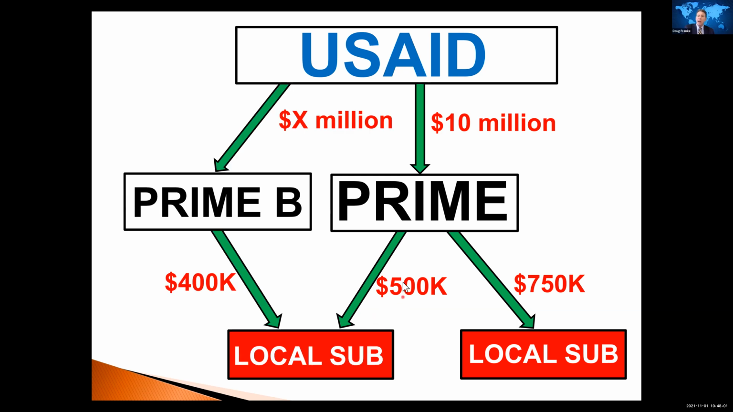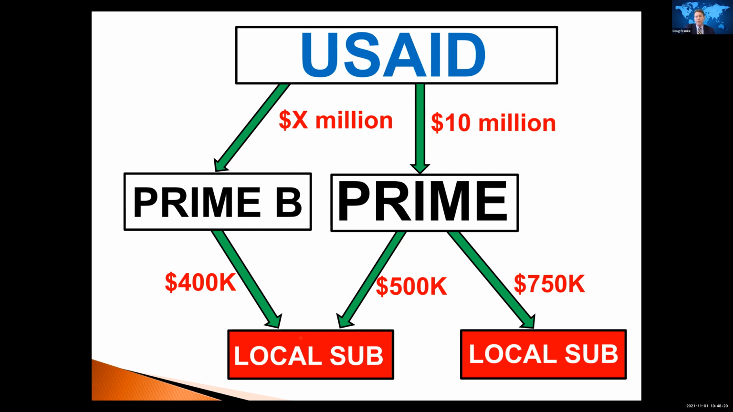But unbeknownst to them, another prime gives them more USAID money. So now they're over the 750 threshold. Now they need an audit. And here's where the trouble starts, because prime A didn't realize that, prime B didn't realize it, but an audit is required. It's going to have to take place. So who pays for it?